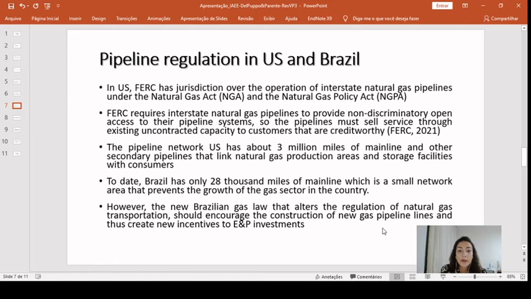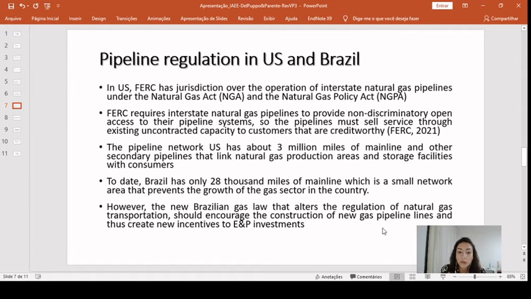In the US, FERC has jurisdiction over the operation of interstate natural gas pipelines under the Natural Gas Act and the Natural Gas Policy Act. FERC requires interstate natural gas pipelines to provide non-discriminatory open access to their pipeline system, so the pipelines must subscribe existing uncontracted capacity to customers.